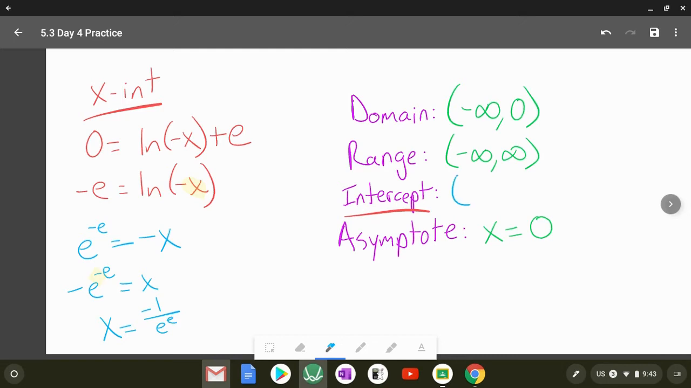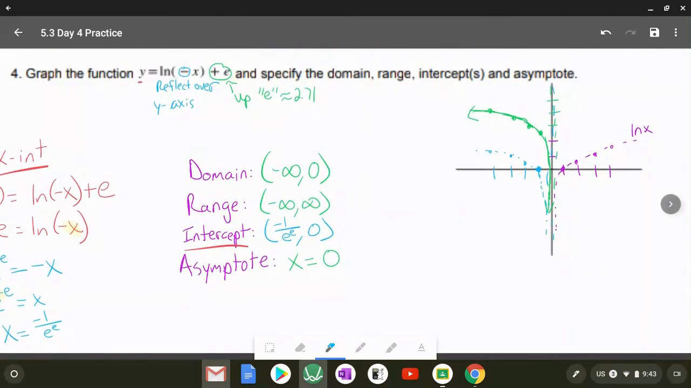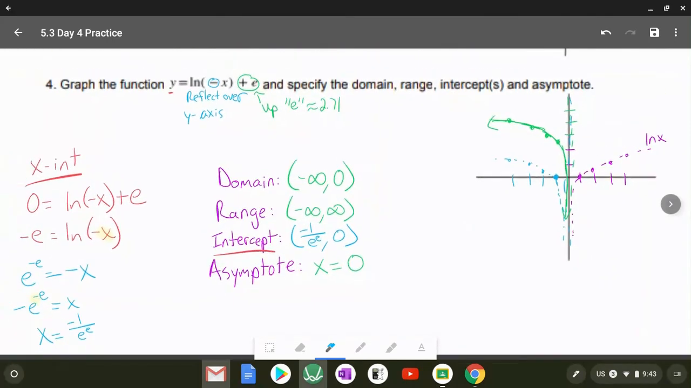Just remember e is a decimal. It's just like any other number, so we can write negative 1 over e to the e, comma 0. And that's our x-intercept. It's the only intercept we have on this graph. Okay, so that's the graphing.